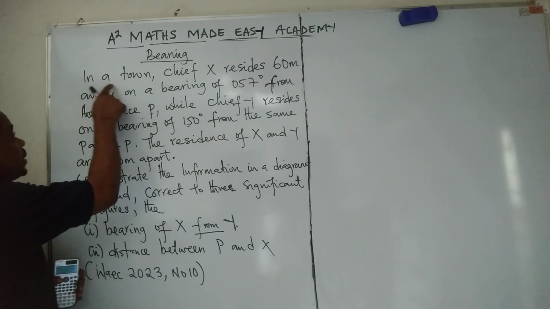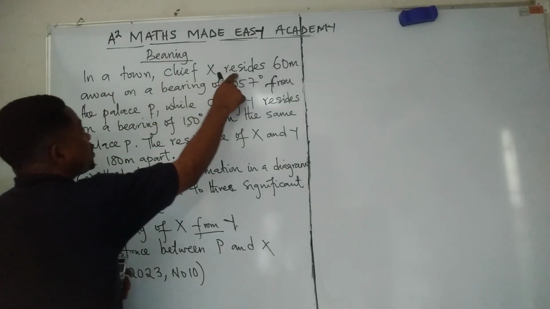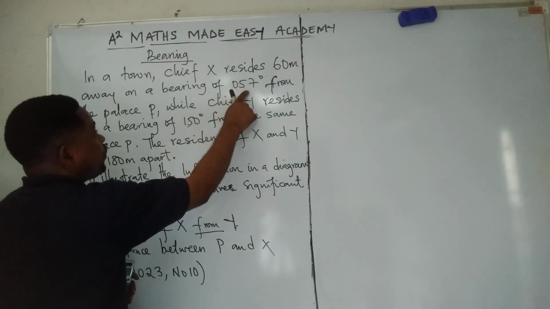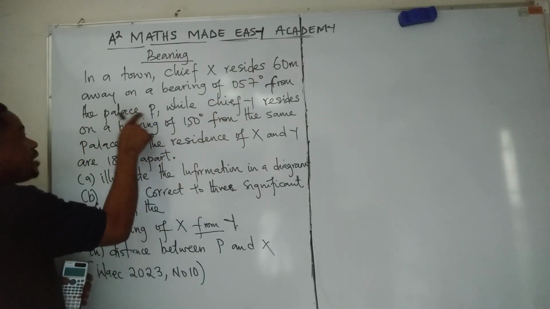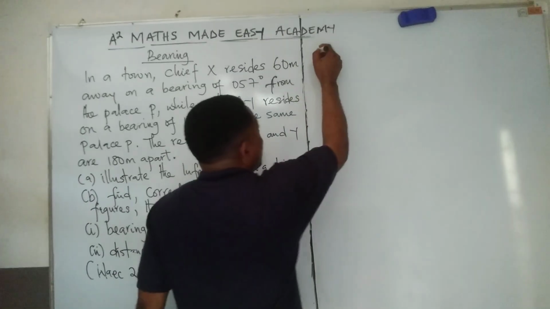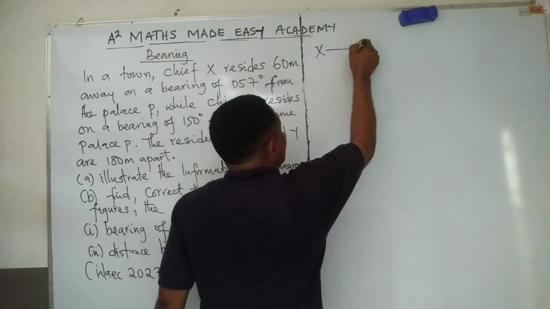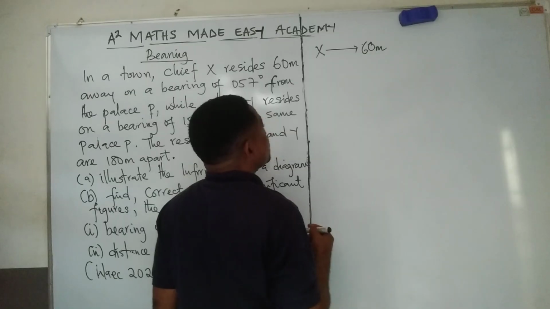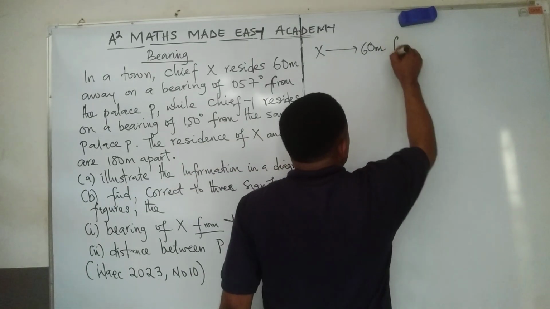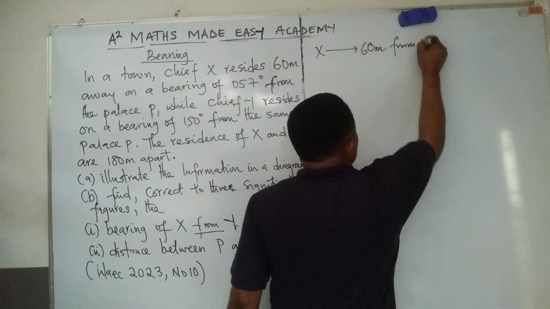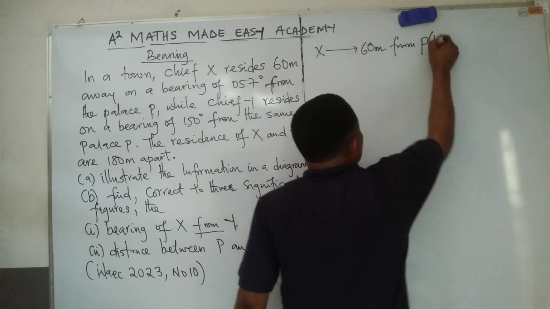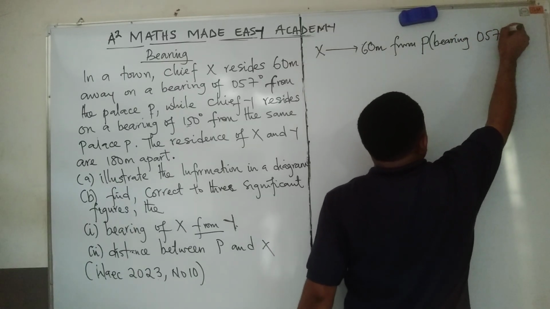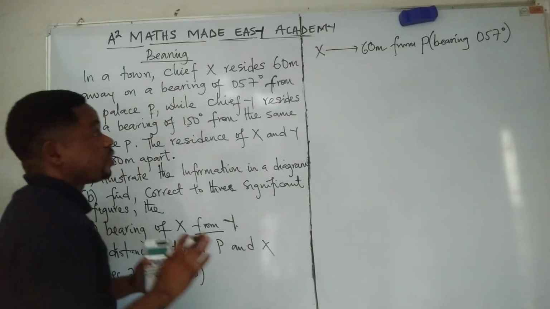Now let's go. In a town, Chief X resides 60 meters away on a bearing of 057 degrees from the palace P. Now this is Chief X. He resides 60 meters away from the chief palace, which is P, on a bearing of 057 degrees. Are you with me now? That is the first information.